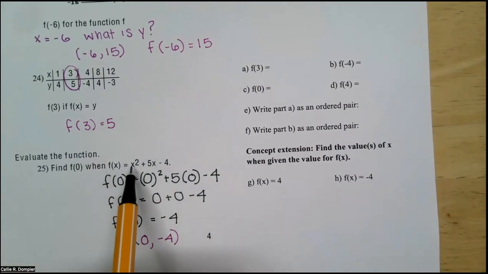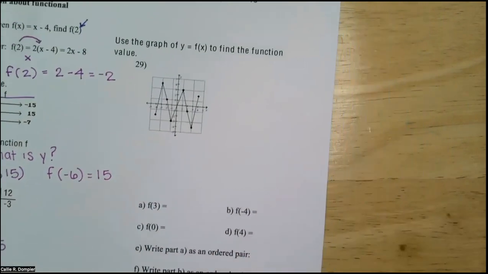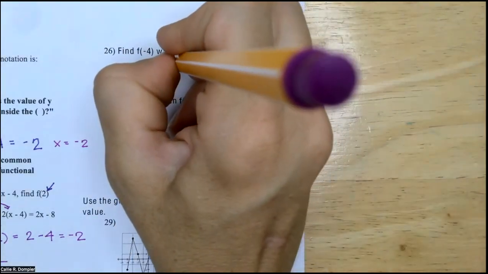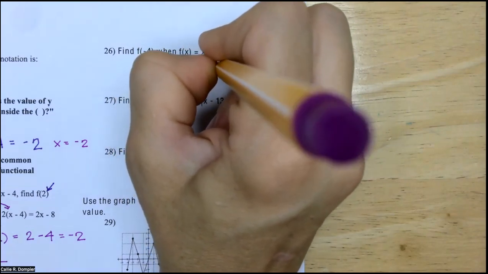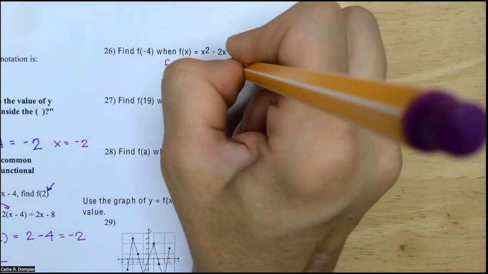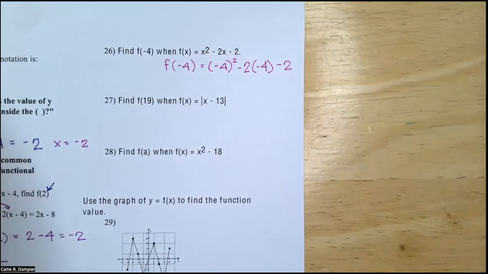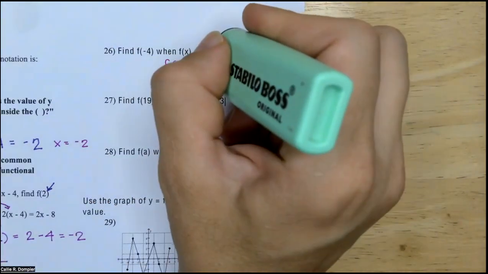F of 0, when f of x equals x squared plus 5x minus 4, because when I put 0 in for x, what do I get for y? I get -4 for y. Find f of -4 when f of x equals x squared minus 2x minus 2. Same thing. Instead of being f of x now, it's f of -4, -4 squared minus 2 times -4 minus 2. So all I did was change all of those x's to -4s.